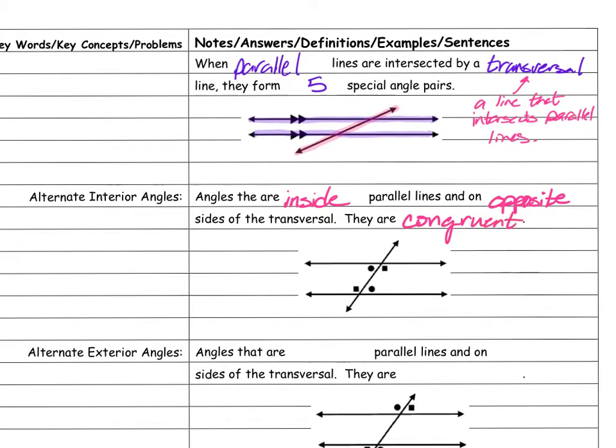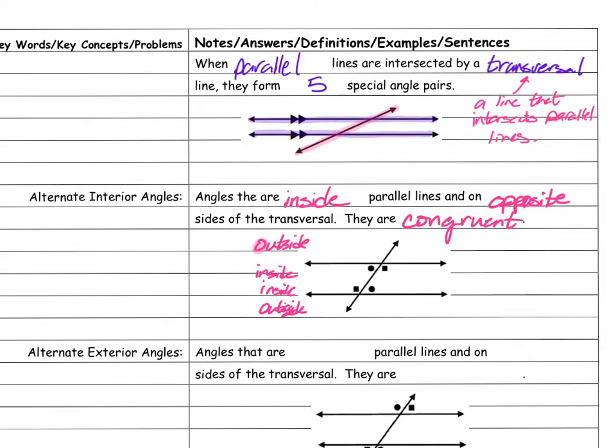So if you look, you can see they have the dots that are matching here. They're on the inside of the parallel lines. So I've got the outside here, and the inside. Okay, so the outside and the inside. And same on the bottom, I've got the inside and the outside. And then we've got the opposite sides of the transversal.